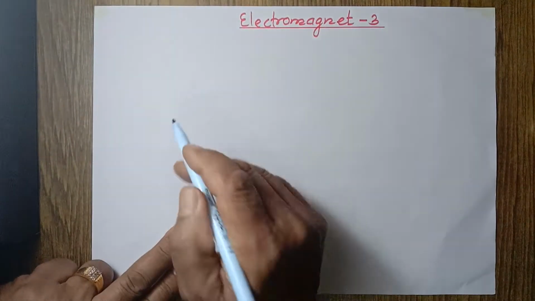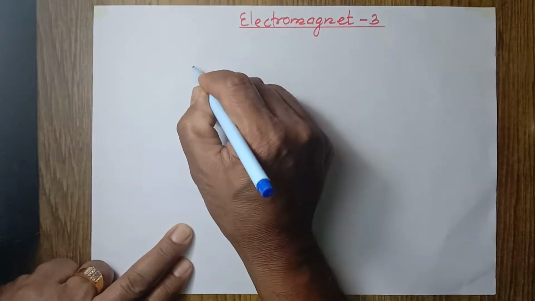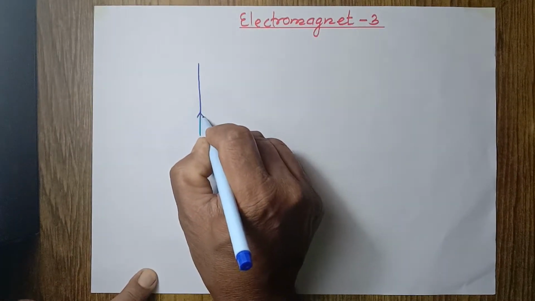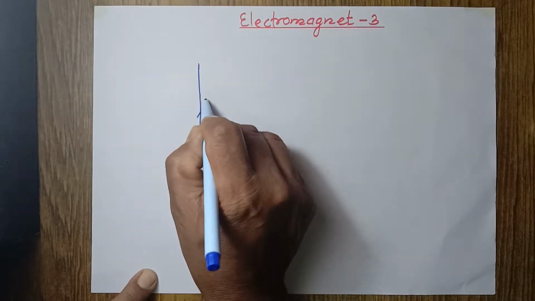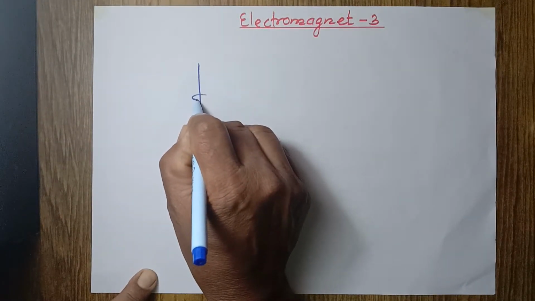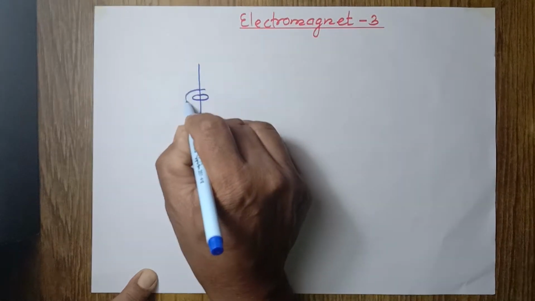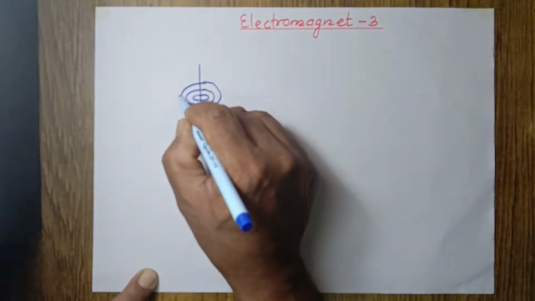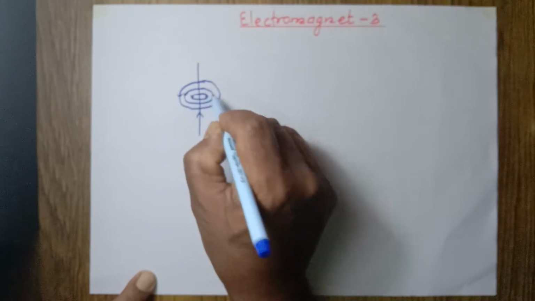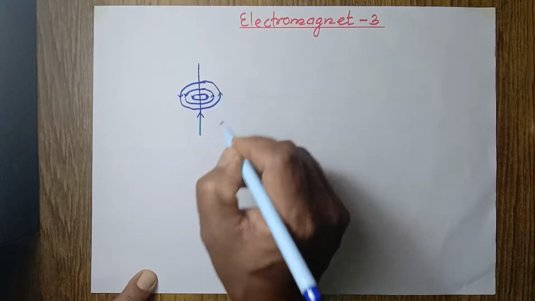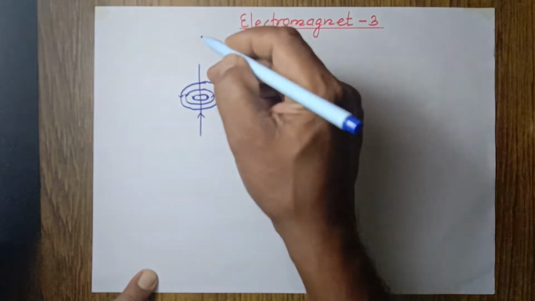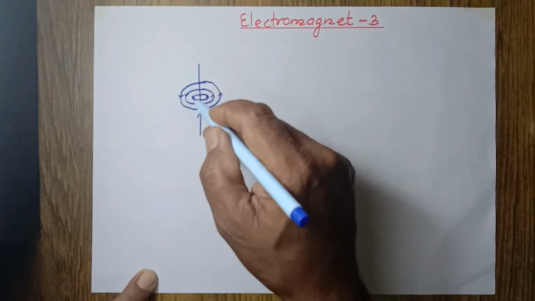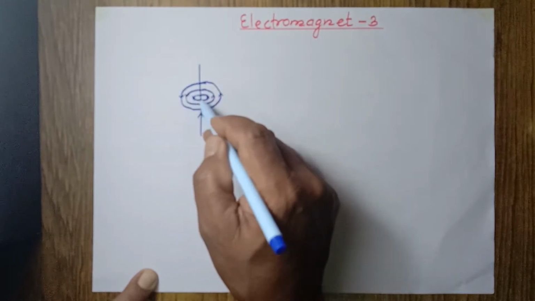Current and magnetism have a very close relation. If we have a straight conductor like this, and if current is passed in this direction, then this current carrying conductor produces a magnetic field around it, and the magnetic field is somewhat circular like this, and it has a definite direction also. This is interesting: a current carrying conductor has a magnetic effect. It produces a magnetic effect around it, and that's why it has a circular magnetic field.